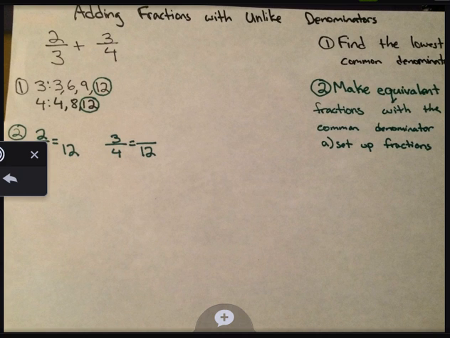Our next step is to make equivalent fractions with a common denominator. The point of this is to see if we broke the whole up into the same amount of pieces, how many pieces would we have for each fraction? So for example, for 2/3, I want to see how many pieces we would have if we broke the whole up into 12 pieces. In order to figure this out, I'm first going to set up my fractions.